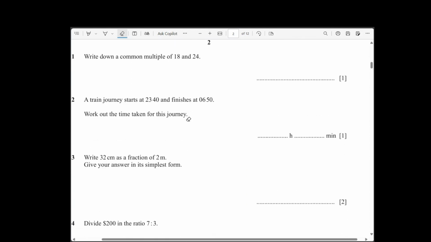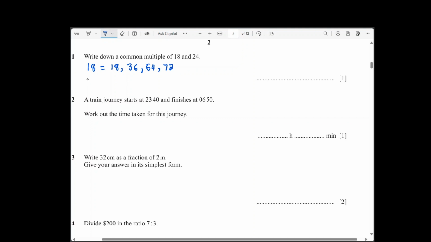Write down a common multiple of 18 and 24. So what we will do here is we'll write down multiples of 18. Multiples of 18 will be 18, of course, times 1, which is just 18. Then we have 36. Then we have 54. 18 times 3 and 18 times 4 is 72.